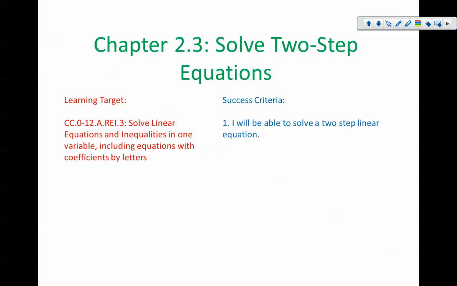All right, ladies and gentlemen, welcome back. This is chapter 2.3, and we are going to be solving two-step equations.